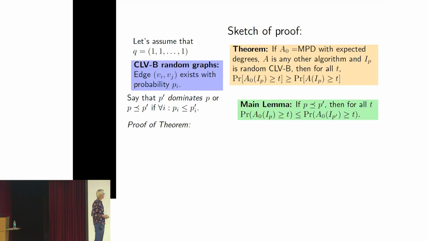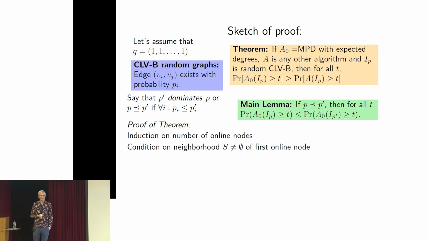So let me first sketch how you prove this theorem given this lemma. And I'm going to sweep some things under the rug, but just to give you the high level idea. Let's do induction on the number of online nodes. You can check the base case yourself. And let's condition on the neighborhood S of the first arriving online node. It's some subset of the offline nodes. And we can assume that it's non-empty because if it's empty, then neither of the algorithms can do anything, and then we're down to m-1 nodes, and we can apply induction.